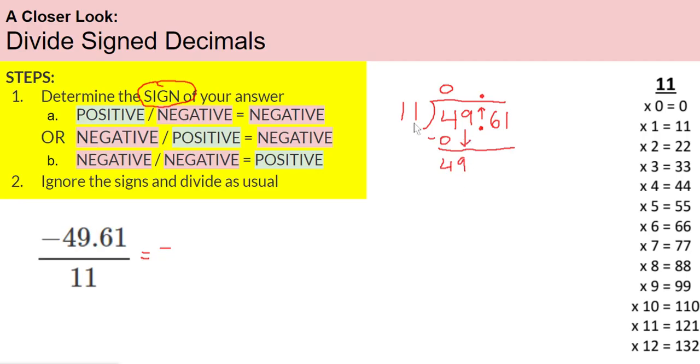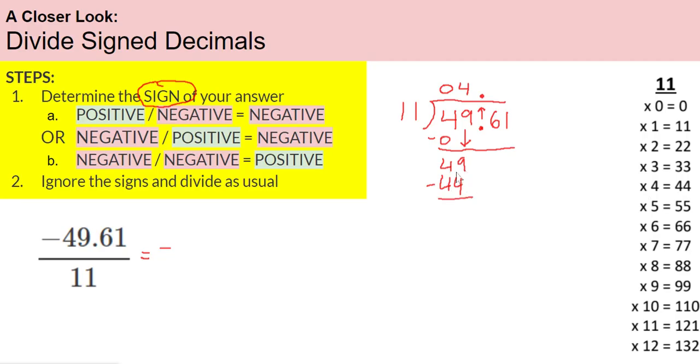How many times can 11 go into 49? What's 49 divided by 11? Let's count: 11, 22, 33, 44, 55. 55 is too big. I want 49. So let's go back to 44. So 11 goes into 49 4 times. Let's write that at the top. Smaller number at the top, bigger number on the bottom. 4 times 11 is 44, so I'm going to write 44 down here.